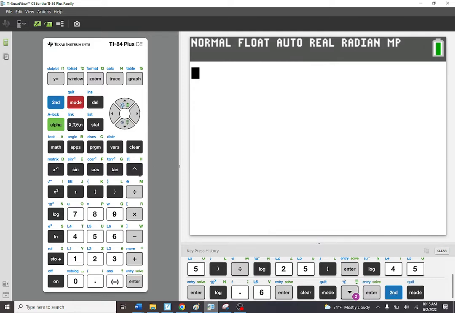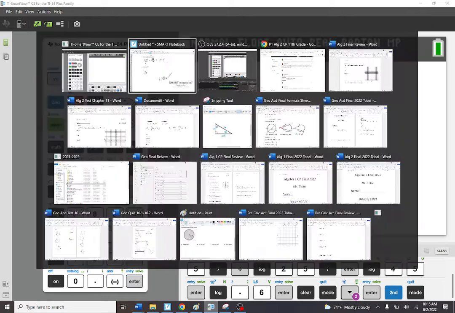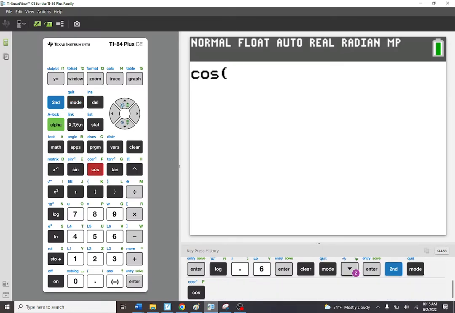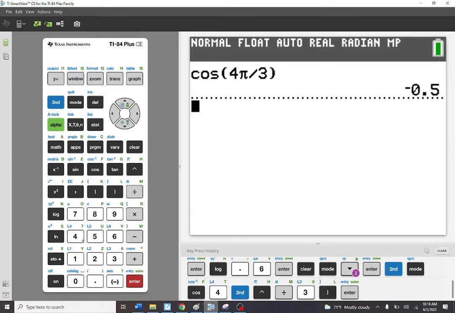Click mode to change that. Then, the question was cosine 4 pi over 3. So cosine 4, you want to use the pi button because if you put 3.14, it won't give you the exact answer. Divided by 3, close parenthesis. Hey, that matches one of my answers. And it's going to match one of your multiple choice options. So you always could double check with that.